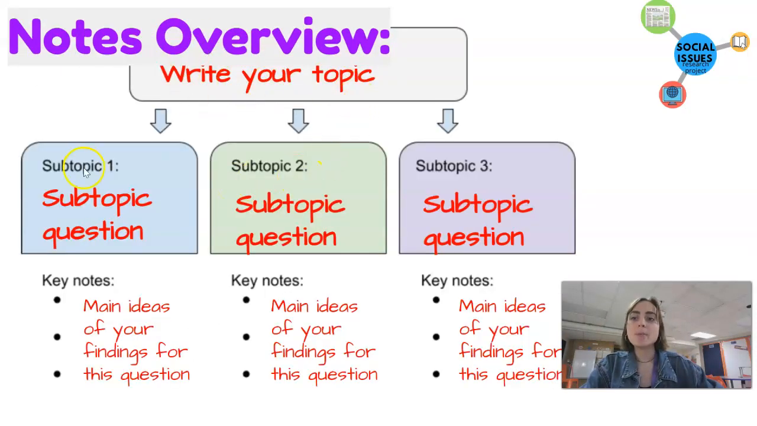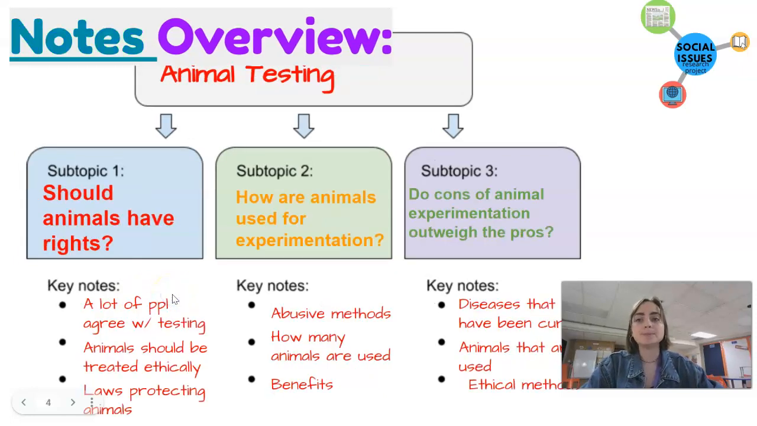So again, you're going to write your topic, your subtopic question here, and then under each subtopic question, we want you to write some of the key notes or main ideas that you found that answer that question. So if this subtopic question is, what are some of the benefits of my topic? Then you want to jot down a couple bullet points that cover the benefits of your topic. Let's look at an example.